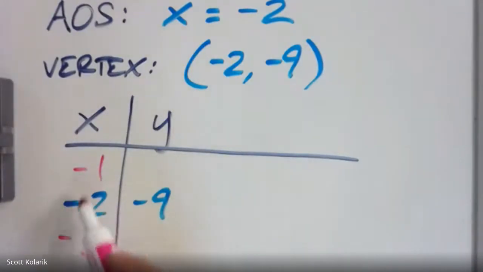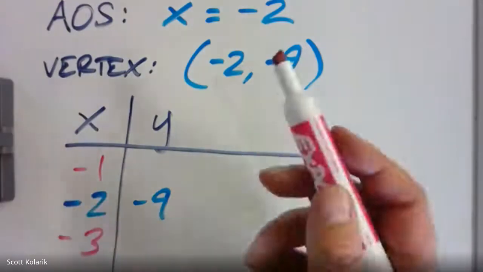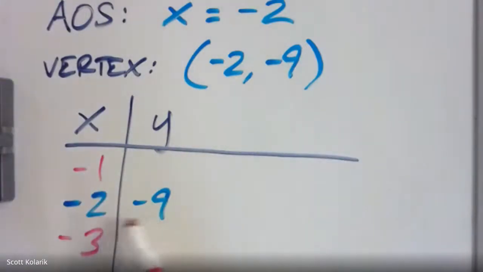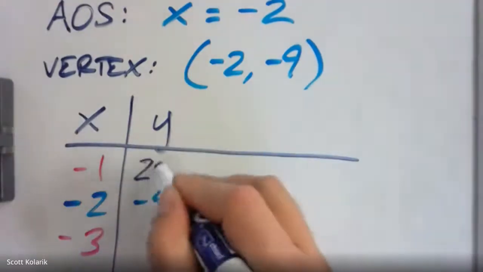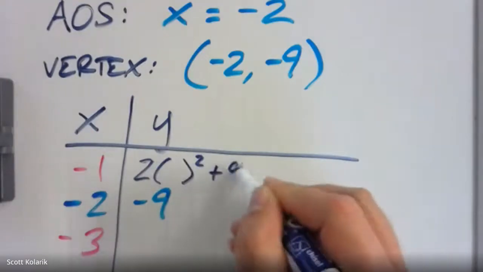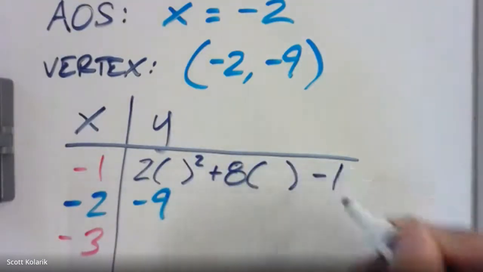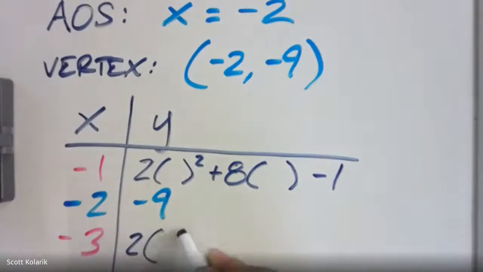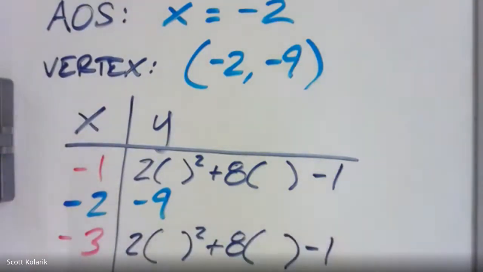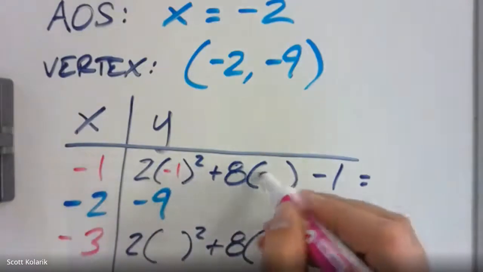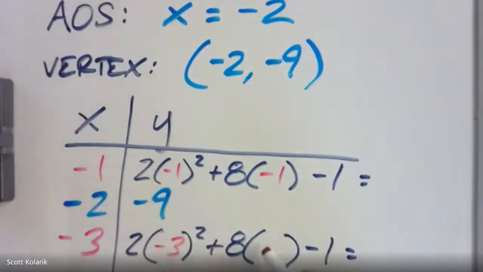And I'm going to plug each of these values back into that original function, just like we did to find this value. So here's where I go through that math again. I'm going to have 2 times that negative 1 squared plus 8 times that negative 1 minus 1. This one's going to be 2 times that negative 3 squared plus 8 times that negative 3 minus 1. And both of these will spit out results. Let me just plug those values in really quick. I'll let you explore the calculator work here.